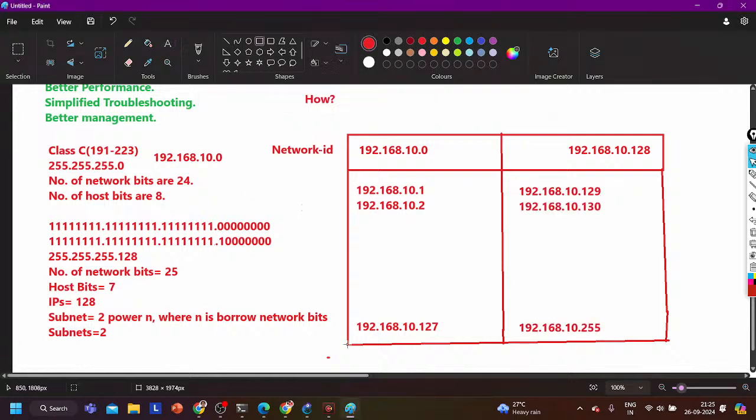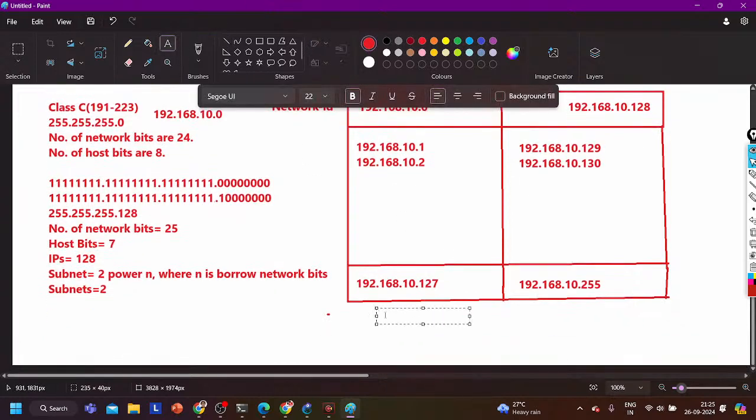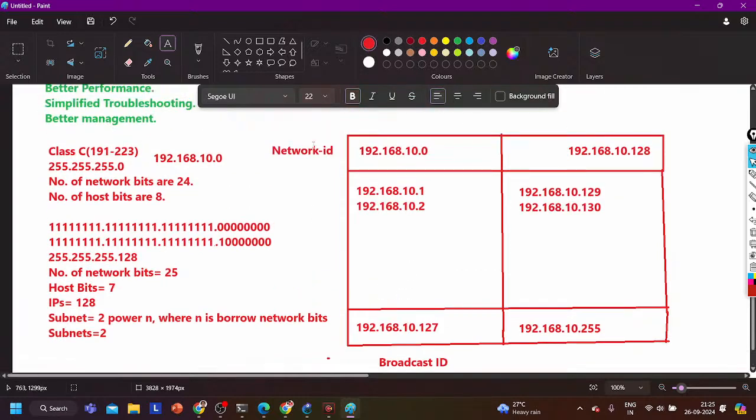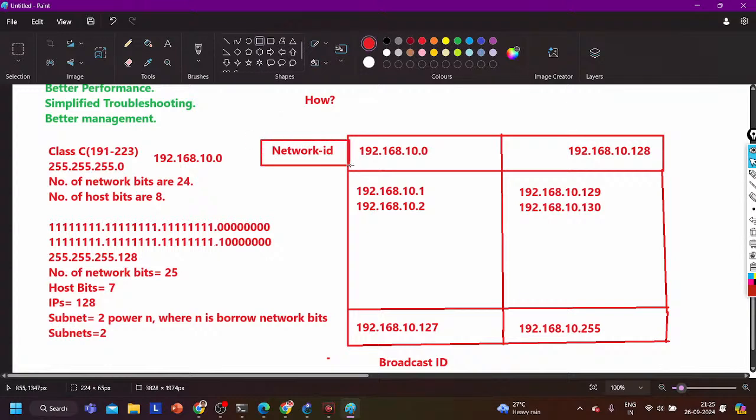And the last IP address of the subnet is also reserved for the broadcast ID. We cannot configure the broadcast ID to a client machine. We cannot configure the network ID, and we cannot configure the broadcast ID. So if someone asks you about valid hosts, meaning valid IP addresses, always subtract 2 from the total number of IP addresses. 1 for network ID and 1 for broadcast ID. The rest are all valid IPs.